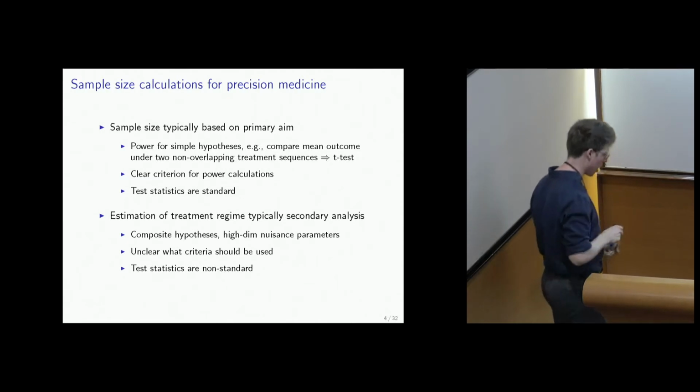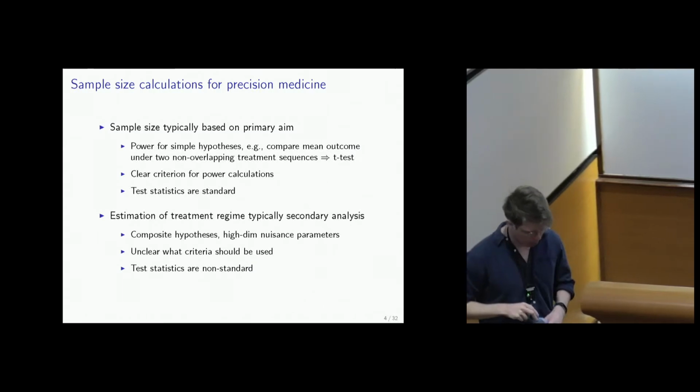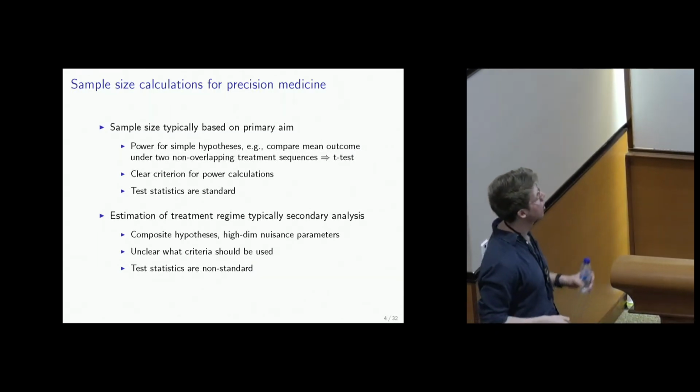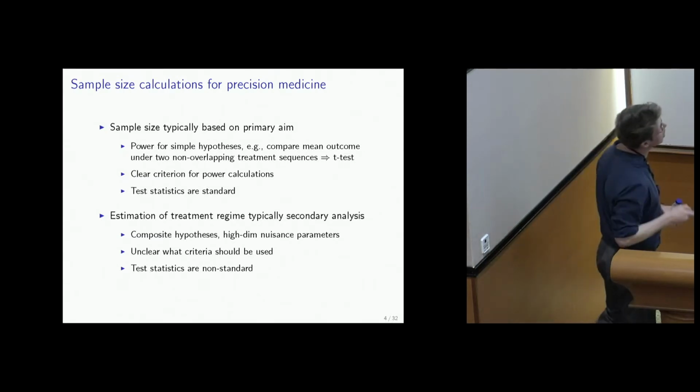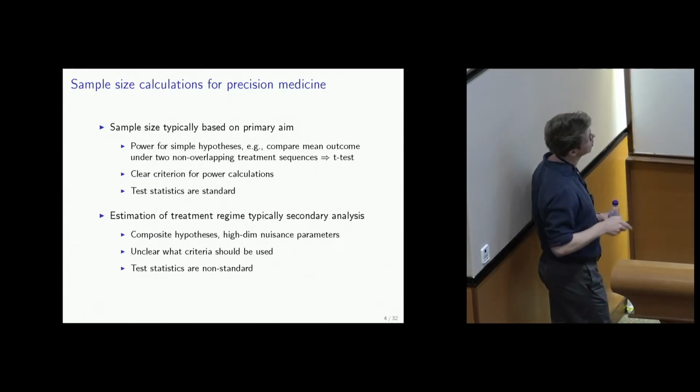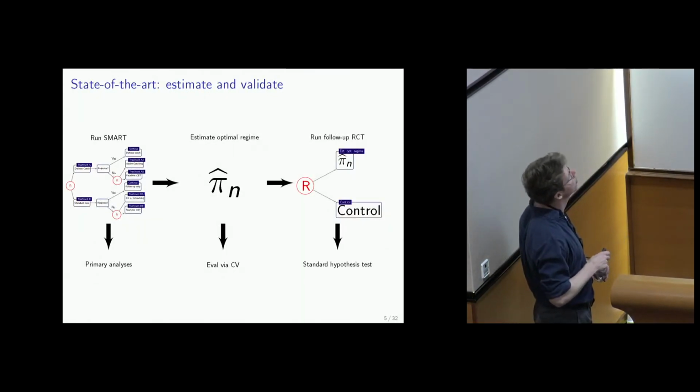And then if I want to estimate an optimal treatment regime from the data resulting from the SMART trial, I do that as a secondary matter. In the inference, as we'll see for this statistical problem, the estimation of the optimal regime is difficult, which may be one reason why powering for this is not widely done, or maybe done at all. I'm not sure.